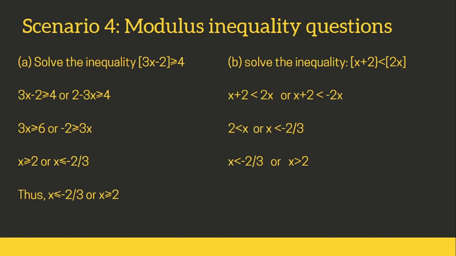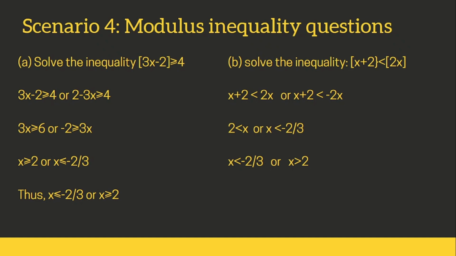So you look at the two scenarios. You have 3x minus 2 is greater than or equal to 4. Or you have the negative of 3x minus 2, which is 2 minus 3x, which is greater than or equal to 4. Then you solve for x, and you get x is greater than or equal to 2, and x is less than or equal to 2 over 3. So in that case, that's the answer.